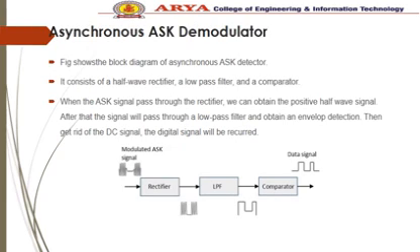Asynchronous ASK demodulation. The block diagram shows the asynchronous ASK detector. It consists of a half wave rectifier, a low pass filter, and a comparator. When the ASK signal passes through the rectifier, we obtain the positive half waveform signal. After that, the signal passes through the low pass filter and we obtain an envelope detector. Then the DC signal is removed. The digital signal will be recovered.